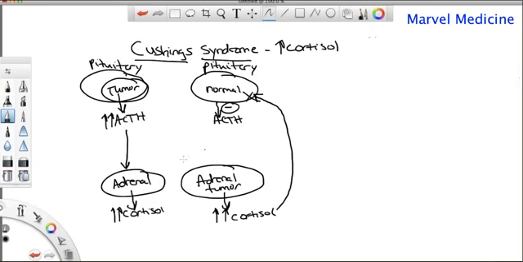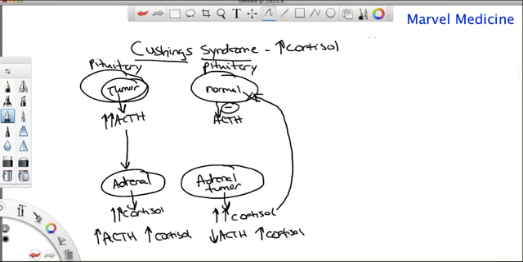So what's the difference here? Now, in our first patient, we had high ACTH and high cortisol. Okay. In our second patient, what is our ACTH level here? It's really low, okay? That's the difference. Low ACTH, but really high cortisol, okay?